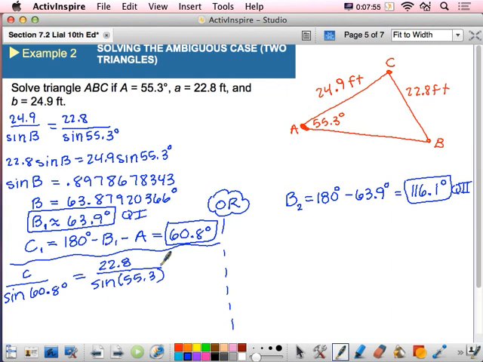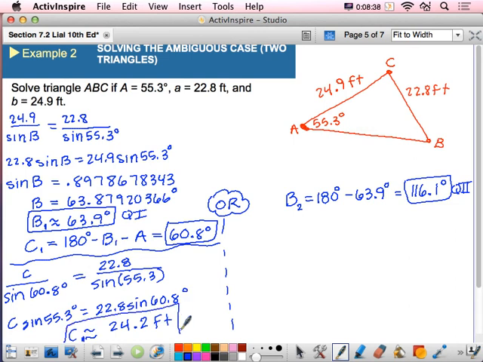And because we're not looking for an angle, we won't have to use the inverse here. So we know that side little c. Okay, so c times sine of 55.3 must equal 22.8 times sine of 60.8. That means that little c is approximately what? 24.2. So 3 sig figs will give us 24.2 feet. All right. And your book calls that C sub 1. Okay, does everybody understand that? Any questions about how I found those missing things over there?